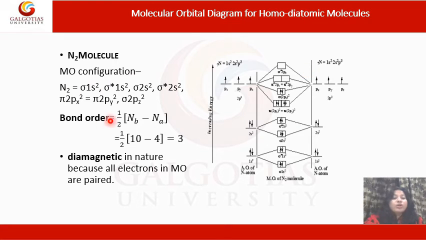Then we calculate the bond order: half of the number of electrons in bonding, that is 10, minus the number of electrons in anti-bonding, that is 4, which equals 3. So the electronic configuration of the nitrogen molecule is sigma 1s2 sigma star 1s2 sigma 2s2 sigma star 2s2 pi 2px2 equals pi 2py2 sigma 2pz2. The magnetic behavior is diamagnetic in nature because all the electrons in the molecular orbitals are paired.